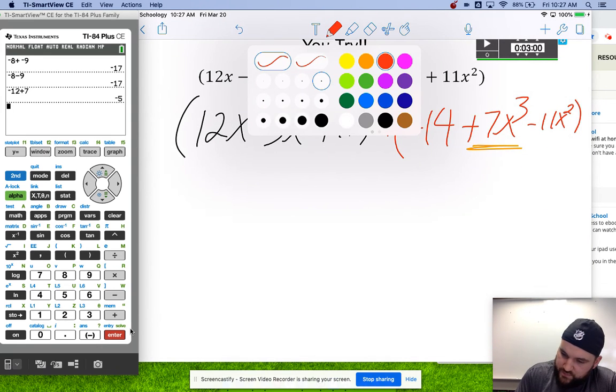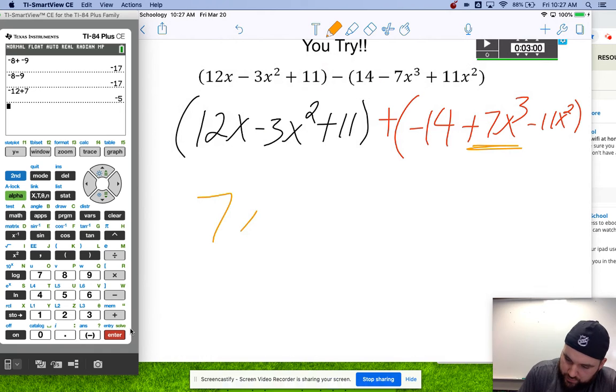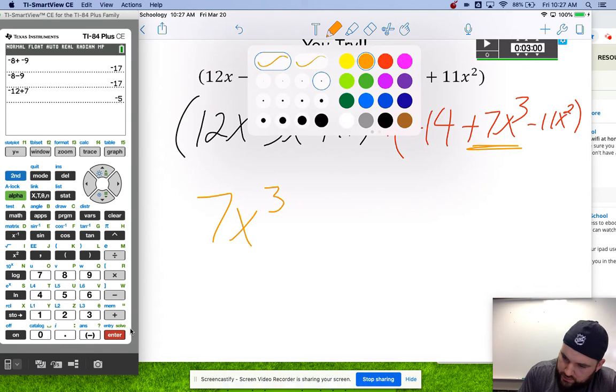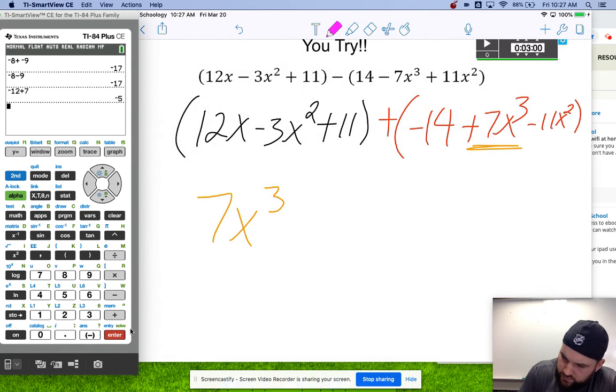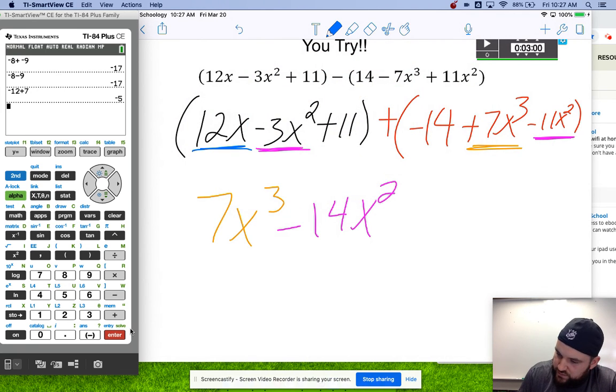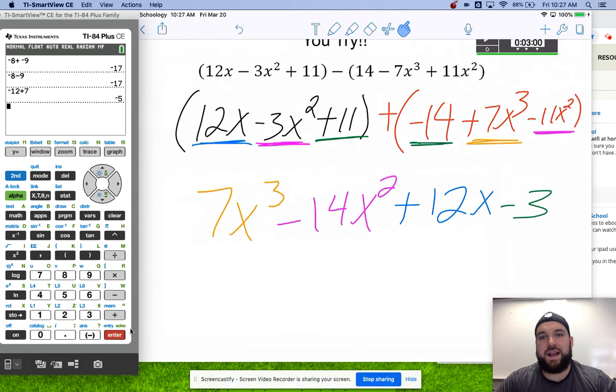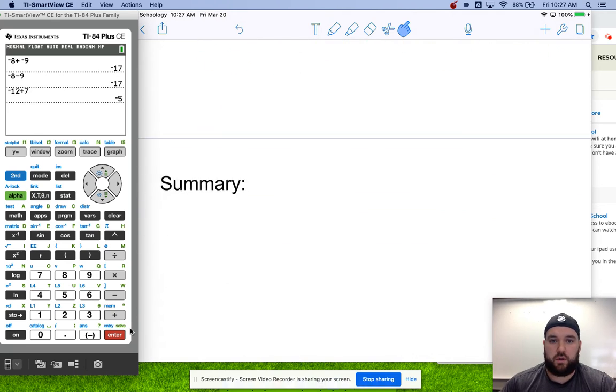Okay, so I have 7x to the third, no other x to the thirds. Next is negative 3x squared and negative 11x squared, so that makes negative 14. And then we have 12x to the first, and that's all by itself. Then we finish up with 11 and negative 14, which is negative 3. So there's my 4-term polynomial. That's degree 3.